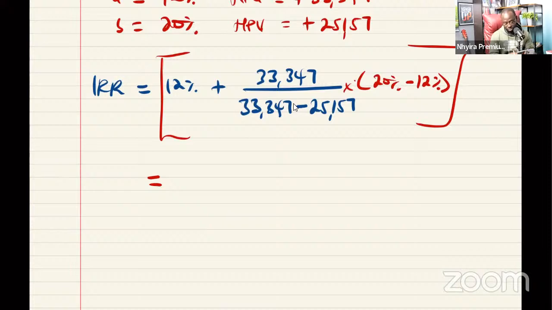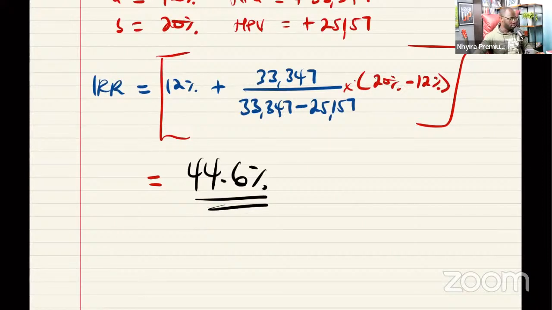Sorry, I messed it up. 33,347 over 33,347 minus 25,157. And that gives us this particular figure. Multiply by 0.2 minus 0.12. Then that result will be added to 12. And I'm getting 44.6%. You can confirm that as well. 44.65. On YouTube, Bontley has confirmed that.